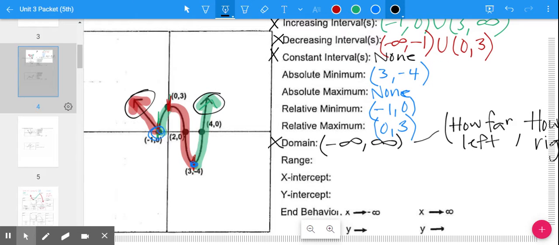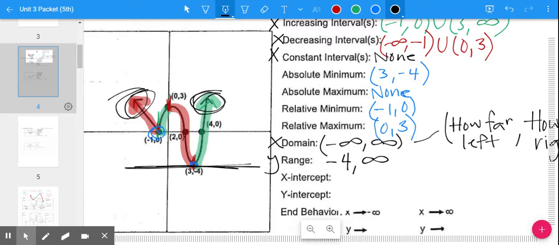So the range talks about how low, because it's your y values. Your y-axis is up and down, so your range is referenced as your how far down and how far up. So the farthest down point is this 3, -4. Since range is your y values, we use the -4 here. And then how far up? Again, we've got the arrows pointing up, so it's going towards positive infinity.